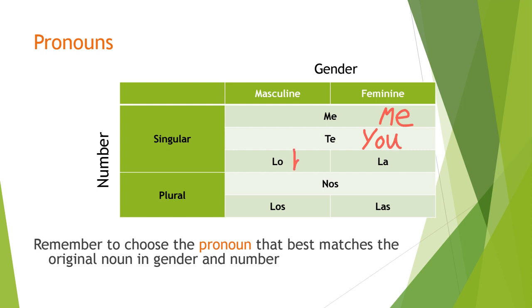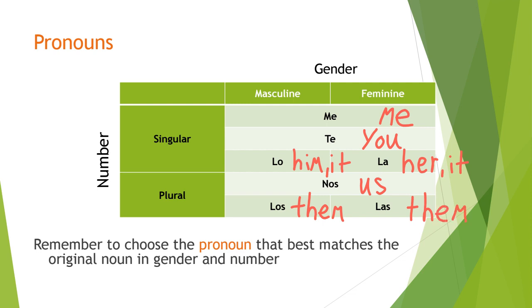Lo would be him or it. And la would be her or it. Nos would be us. Notice that nosotros is we. That is a subject pronoun. Nos is us, which is a direct object pronoun. Los would be them. And las would be them as well.